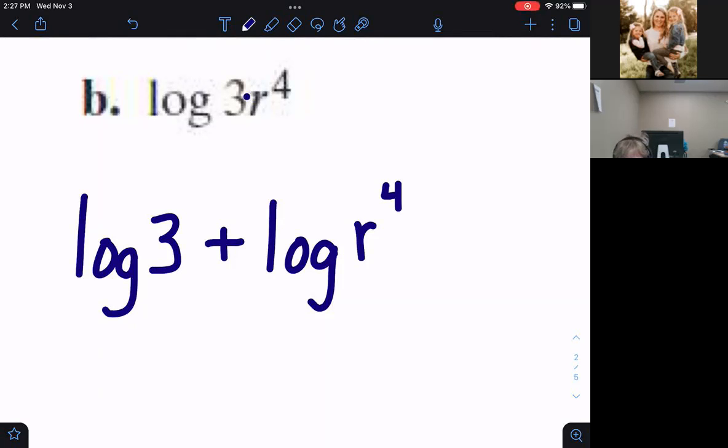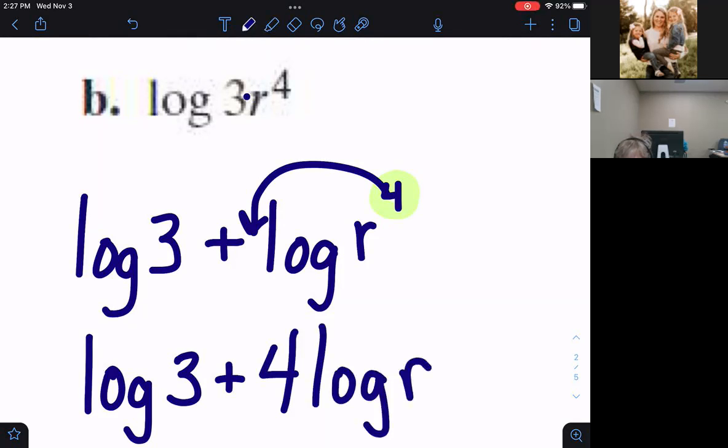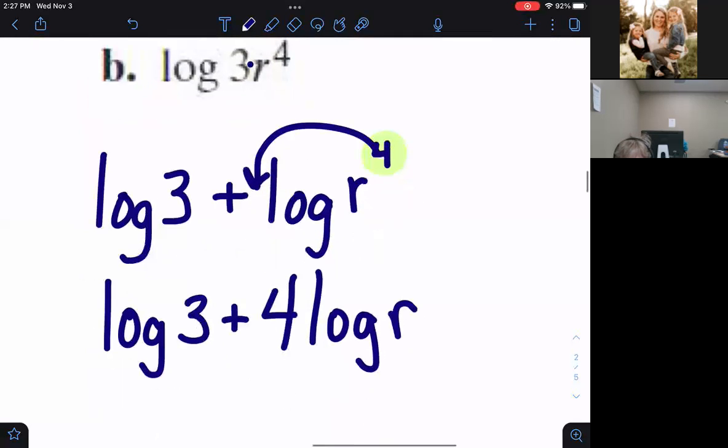So we're going to move that exponent. So this exponent is going to get moved in front of the logarithm that it's attached to. So the log of 3 isn't going to change. The plus sign comes down, and then we're going to have 4 log r. And then this is our final answer. So there's no exponents left, there's no multiplication left, and there's no division.